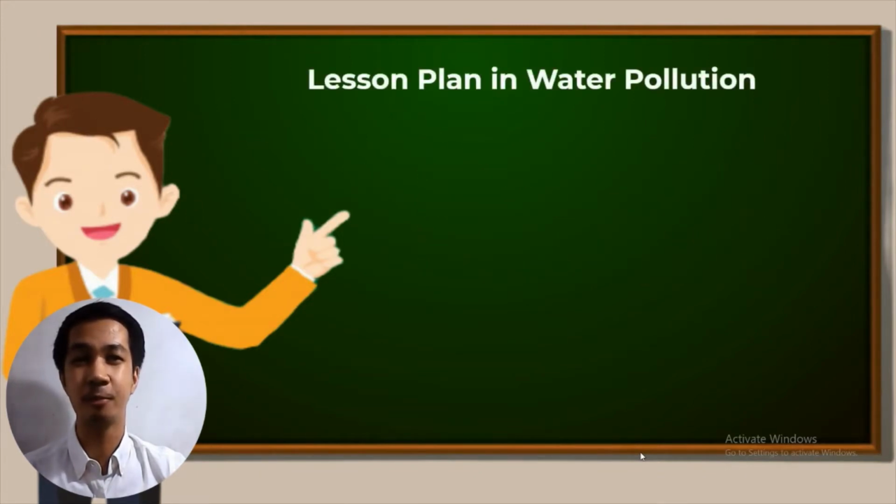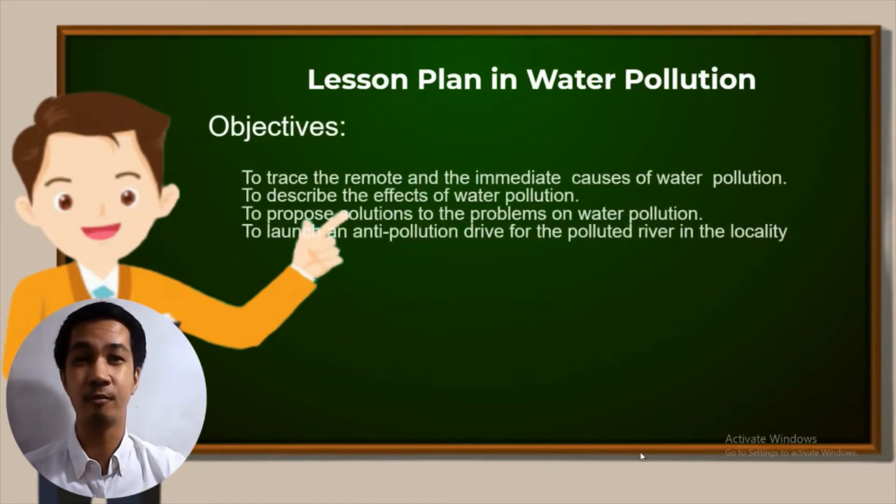So say for example, we have the lesson plan in water pollution, and the objectives were to trace the remote and the immediate causes of water pollution, to describe the effects of water pollution, to propose solutions to the problems on water pollution, and to launch an anti-pollution drive to the polluted river in the locality.